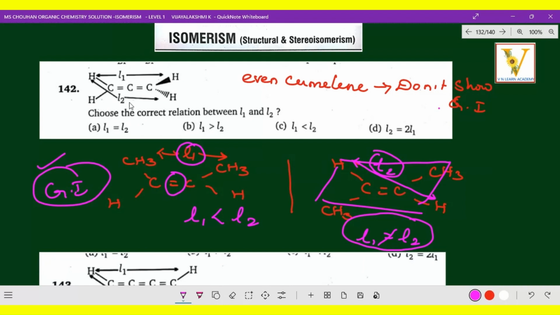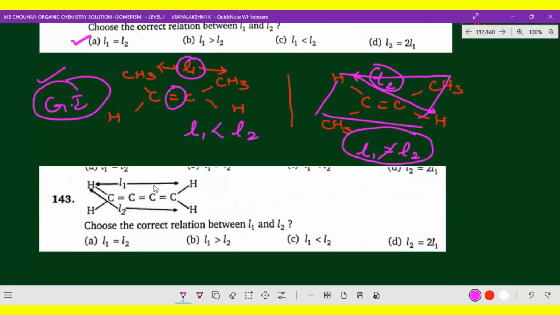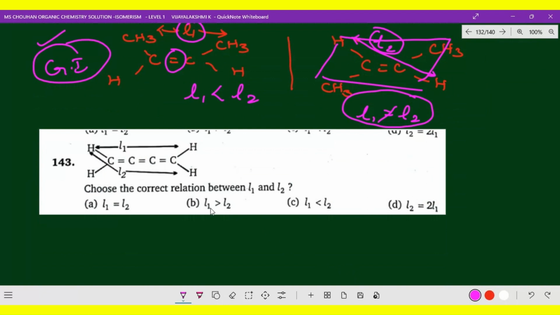So generally speaking, what is the main point over here? The relation between L1 and L2. L1 is equivalent to L2 because it does not show geometrical isomerism. So which is the correct option? Option A is the correct option. Now the next question, I bring it here because both are similar kinds of questions.